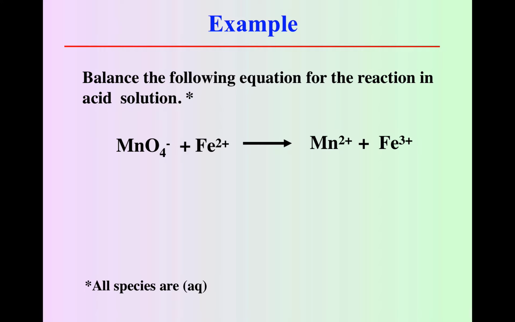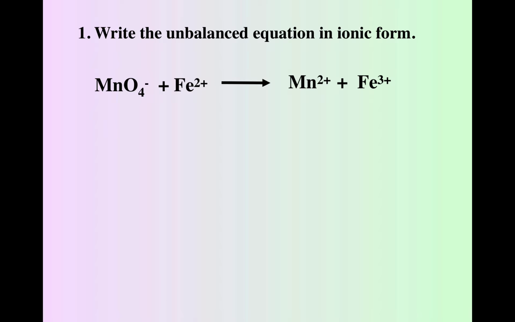So here's an example. We've got permanganate reacting with iron 2+ to form iron 3+ and manganese 2+. So this is happening in an acidic environment. Again, this is an aqueous environment, and we're going to use the half reaction method to balance this. So first thing is split this up into 2 half reactions. So permanganate, going from manganese with a +7 oxidation state to a +2, is acting like the oxidizing agent.